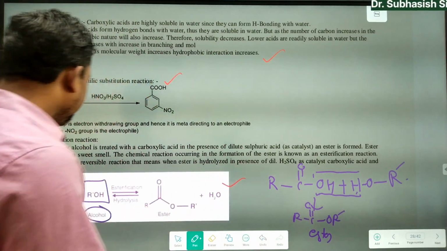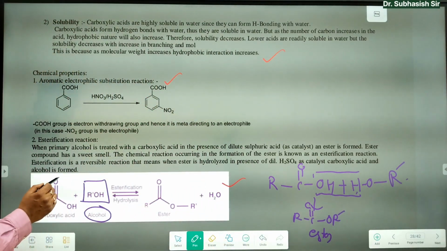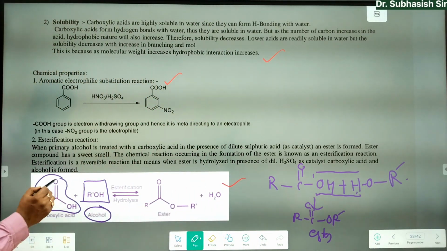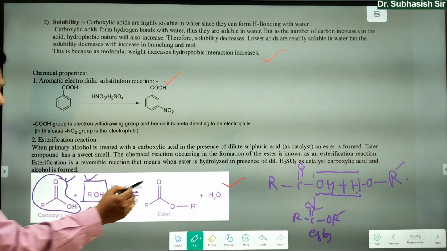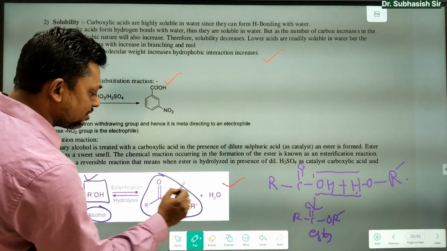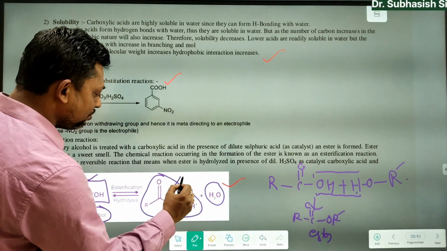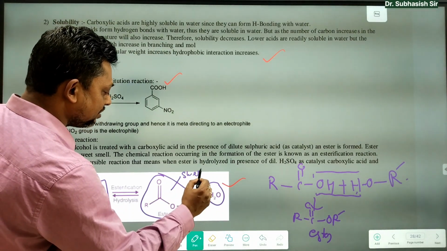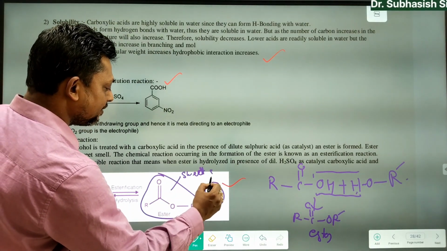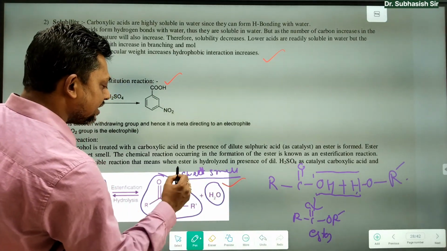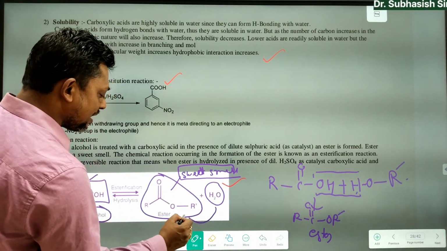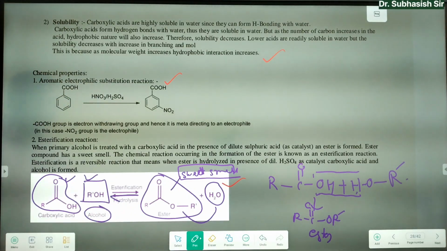This is an ester. This is a reversible reaction. What does reversible reaction mean? When an acid is treated with alcohol, you will get ester and water. Ester has a sweet smell, as I already discussed with you. Now, if you react ester plus water, you will get acid plus alcohol.